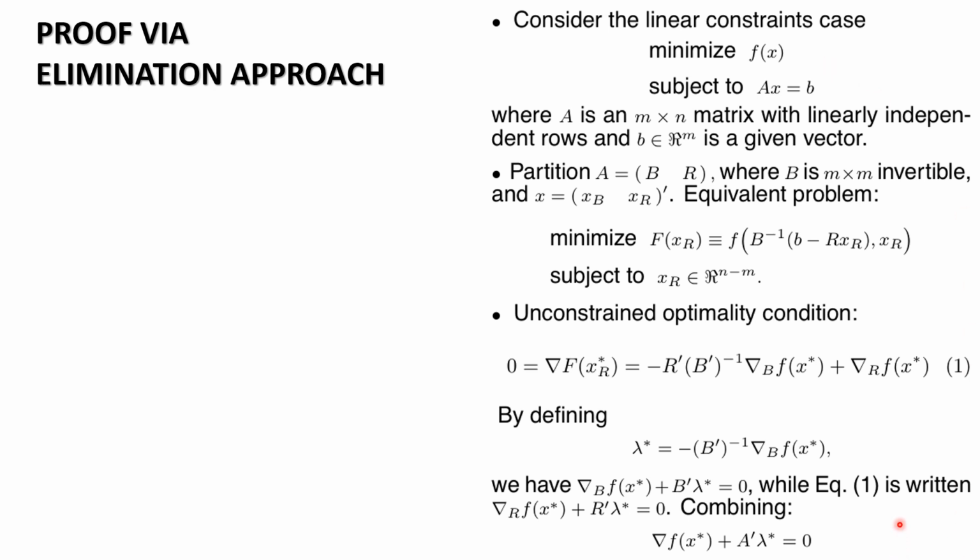So, a summary of the elimination approach method. The first one, we are using the constraint Ax is equal b to eliminate some variables. Solve for xB. Then we reduce the constrained problem to an unconstrained one in terms of xR. Then we apply unconstrained optimization techniques and recover the Lagrange multipliers explicitly from the chain rule as follows.